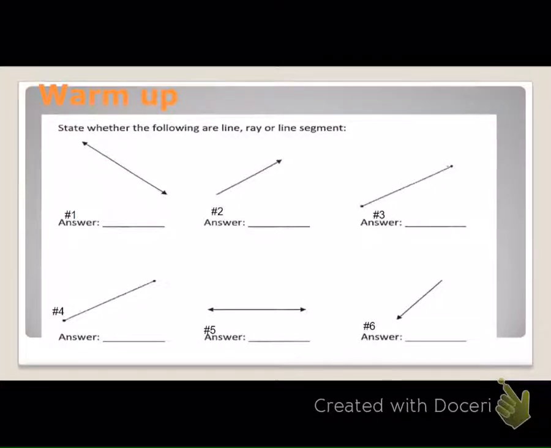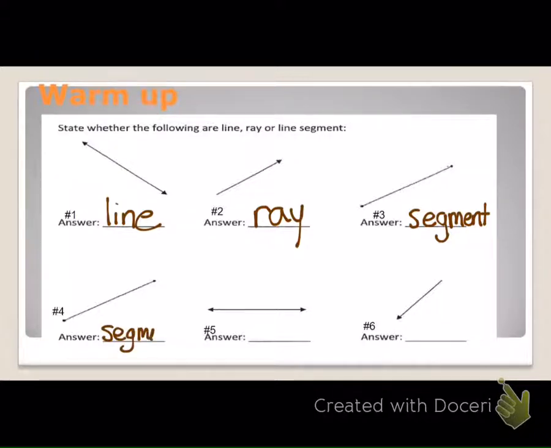State whether the following are line, ray, or line segment, or just segment. Number 1. It's a line. It has 2 arrows. Number 2. Number 3. Segment. Number 4. Segment. 5. And ray. Questions on these?